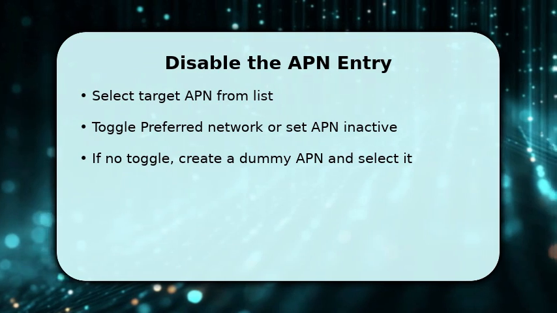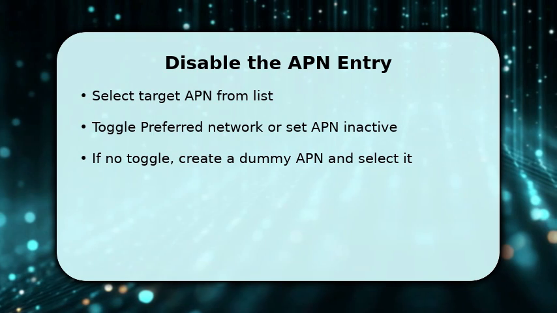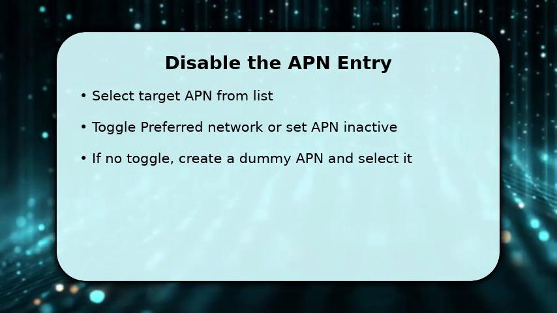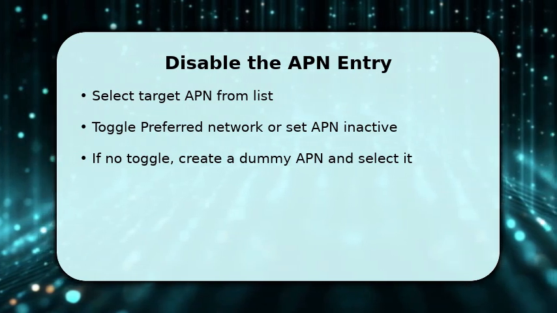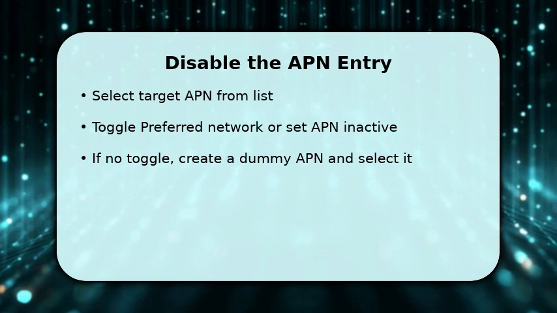If there is no toggle, create a new dummy APN. Set name to Disabled and use invalid values for APN and proxy fields, then save and select it. Once the dummy APN is selected, the original entry is effectively disabled, while still available for restoration.